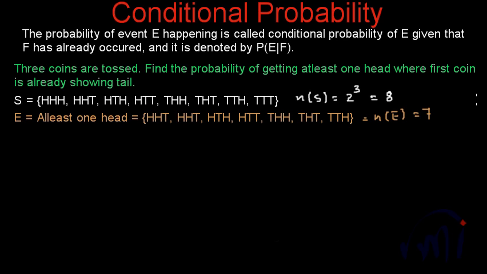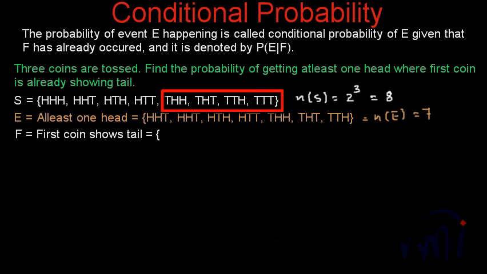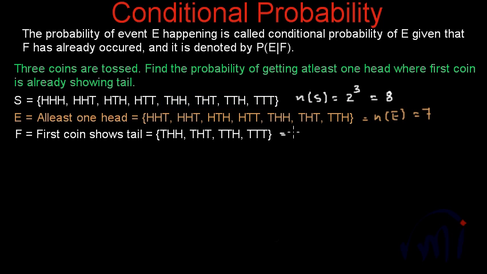But here we have one condition. What is the condition? The condition is the first coin is already showing tails. Let us define it as event F, where F is the event that the first coin shows tail. If the first coin shows tail, we have 4 favorable outcomes, and they will be these 4. The cardinal number of set F is equal to 4. So these are the different events and our solution space.